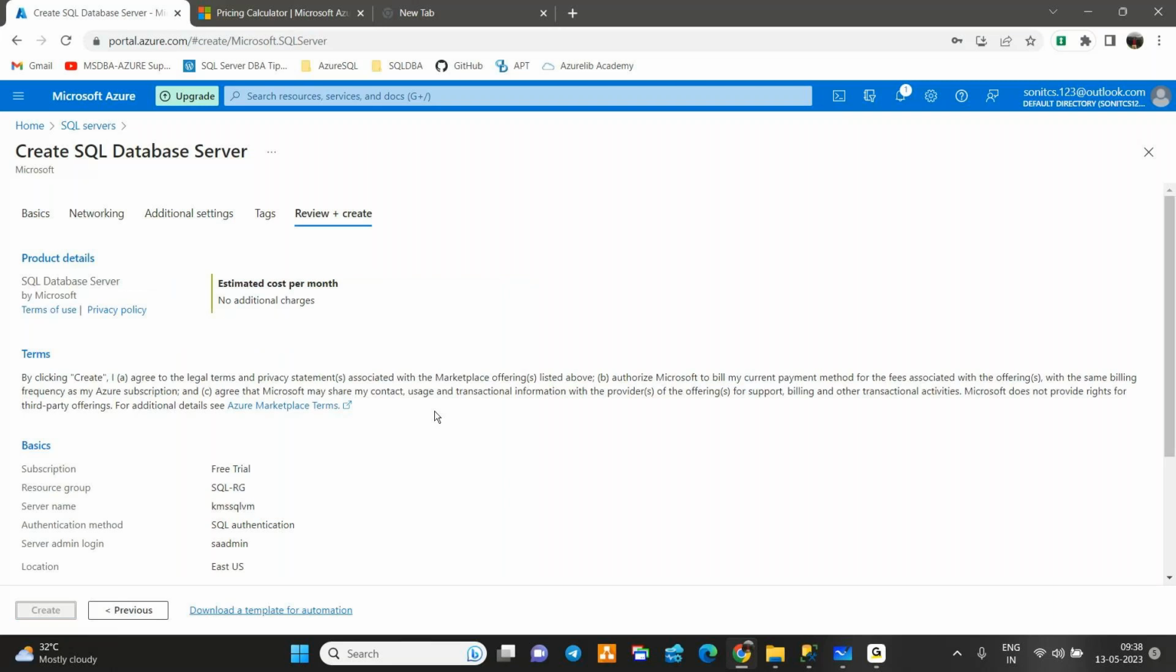Microsoft is not charging anything for this because it is just a logical server. Then click on OK, click on create. Now you will get one logical server. Let it be created.